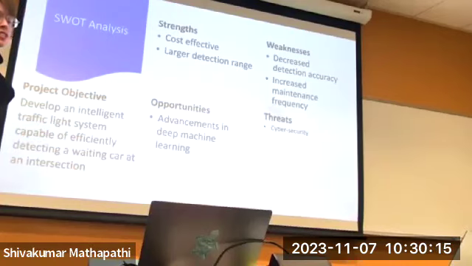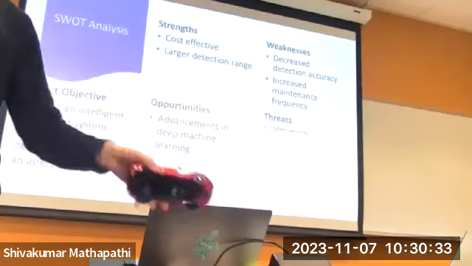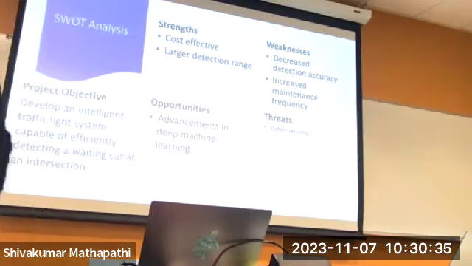Our weakness is decreased detection accuracy. As you saw earlier, it can be ironed out eventually, but for right now, our detection accuracy is a little bit iffy. It can get confused very easily on whether it's an actual car or not, even when it's up close.